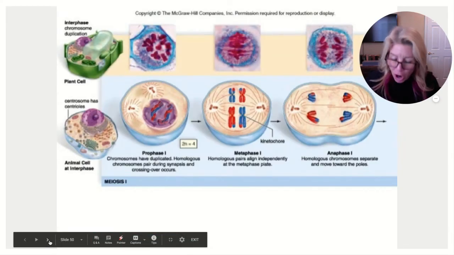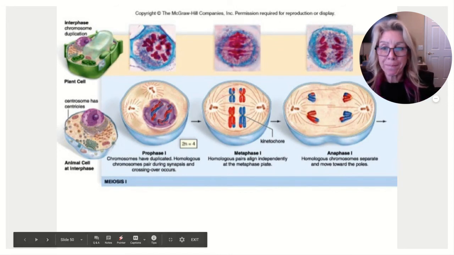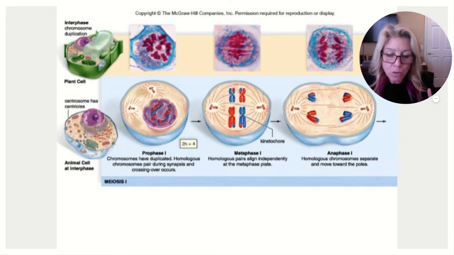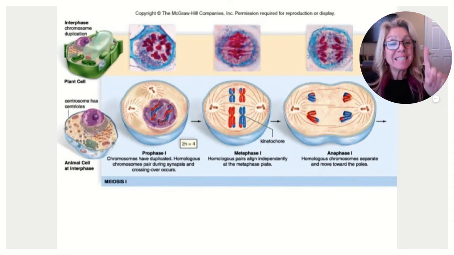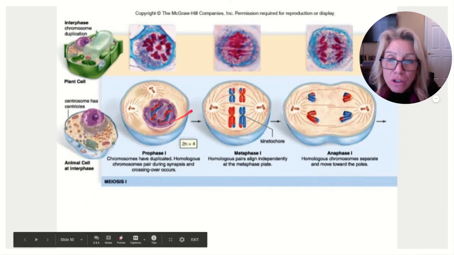Okay, so on your notes, you have stages, meiosis 1. In meiosis 1, prophase 1 is the same as regular prophase that we learned about in mitosis, except for this: homologous pairs attach through synapsis. Do you see how they're all kind of snuggled in right here?